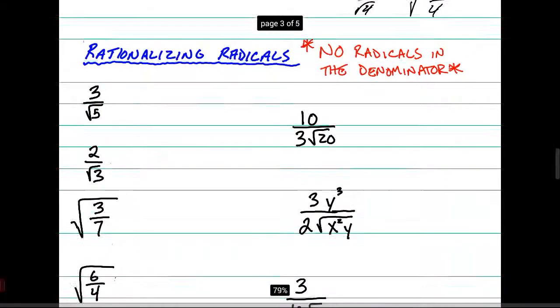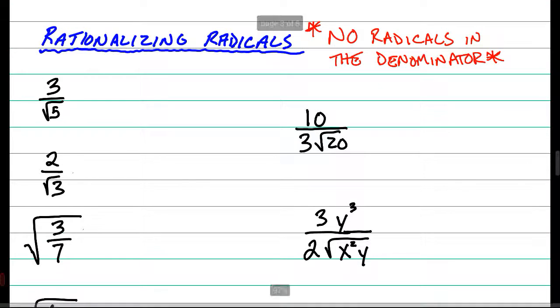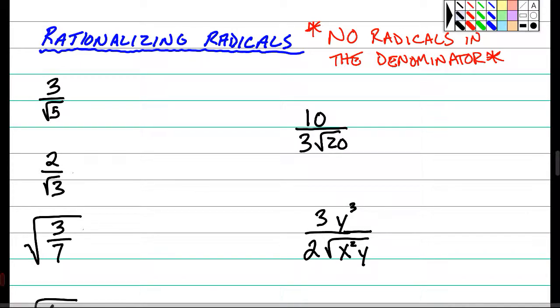So rationalizing radicals. Basically all that means is we don't want any radicals in the denominator. So no radicals on the bottom. So this one is no good, and this one's no good, this one's no good, okay? We don't like having radicals in the denominator. Don't ask me why. Probably some geezer having a bad day. Some mathematician said no more radicals in the bottom. So we abide. What can we do?